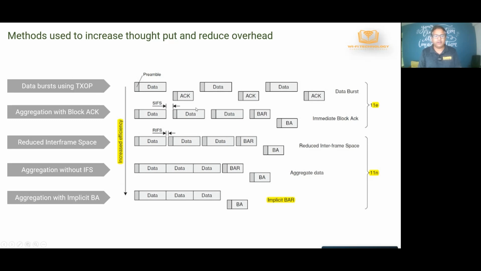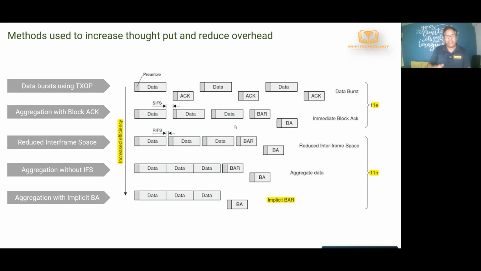Right? And then 11e also introduced this concept of basic aggregation, where you send these data frames one after the other, and instead of waiting for individual acknowledgements for each frame, we wait for what we call a block ACK. Block ACK is nothing but I send 3, 4, 5, 10 frames one after the other, and I'm not waiting for acknowledgement, right? And then at the end, I send a request to the receiver saying, hey, can you now acknowledge all the frames that I just sent you? And the receiver will send a block acknowledgement.